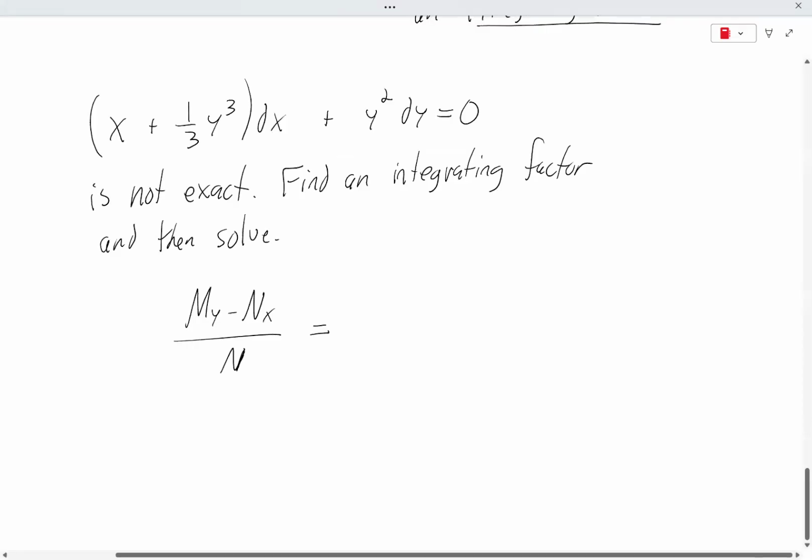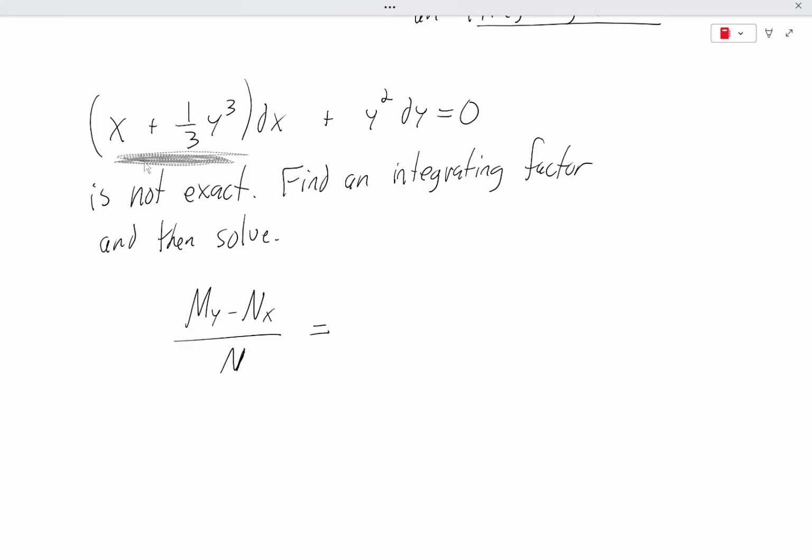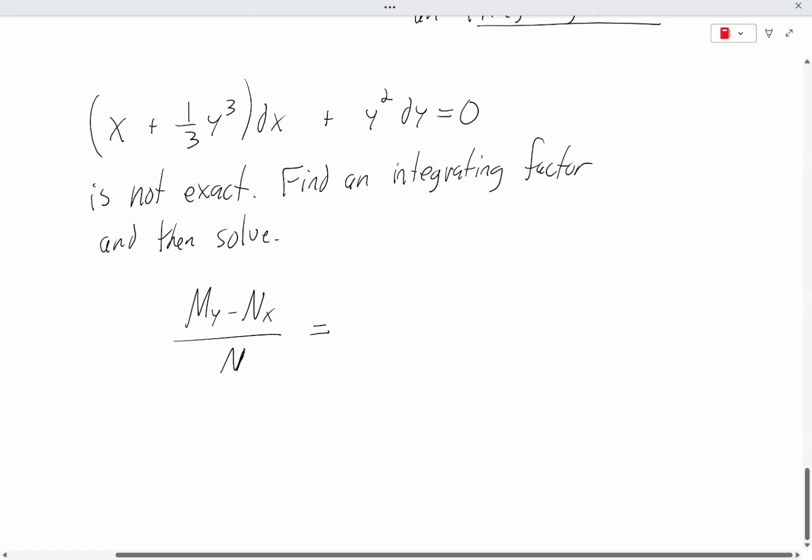Okay, so that would be equal to what here? Well, M sub y, so you take the partial of this with respect to y. That would be y squared, right? Minus then the partial of this with respect to x, which is 0. Or I'm sorry, y squared. And then divided by y squared here is equal to 1, like that.